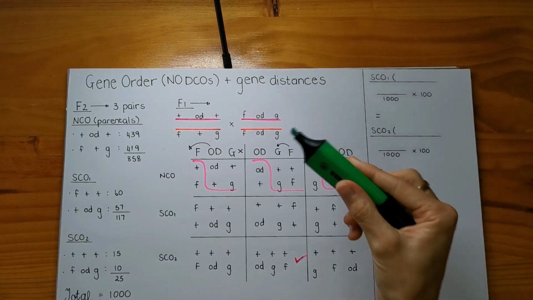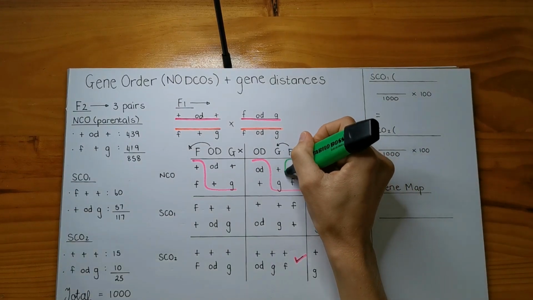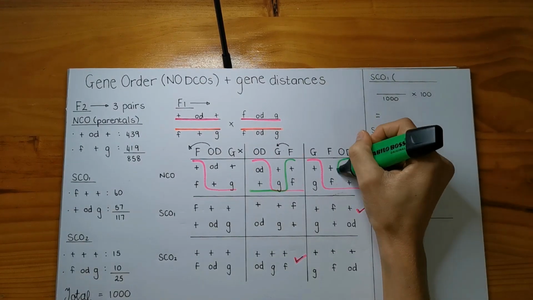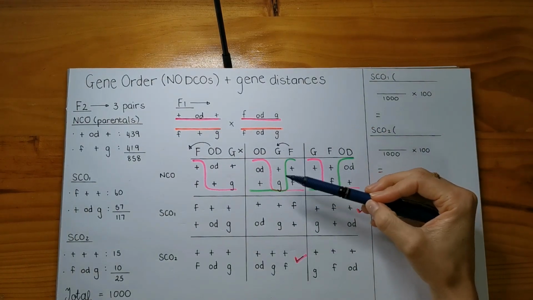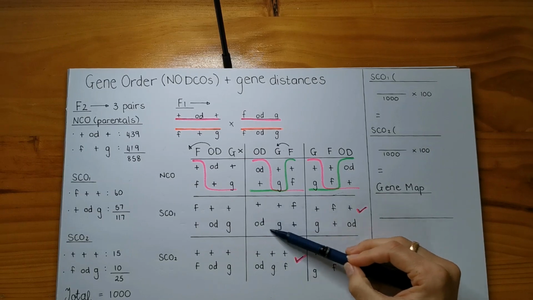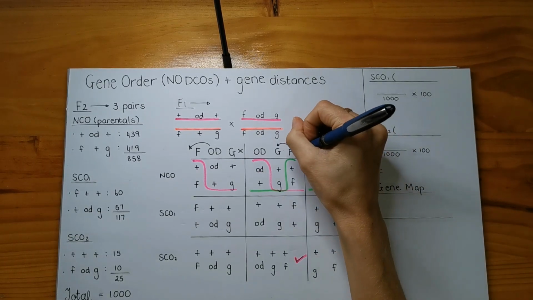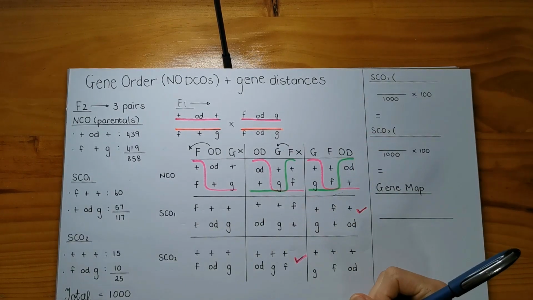So we do it again. We do our other single crossover from the other side. And we can check again, same way. So we go, can we find a plus G plus in this individual? And no, we can't. So it will not be this gene order.